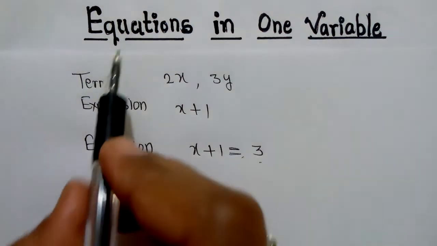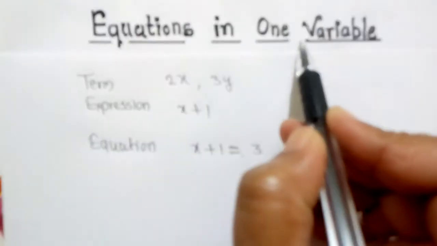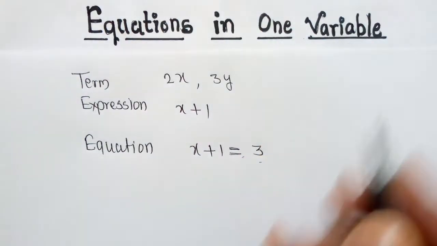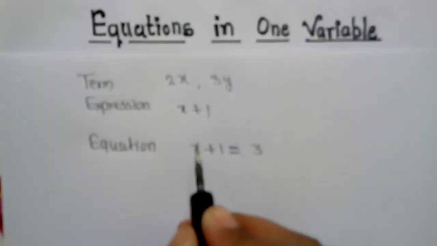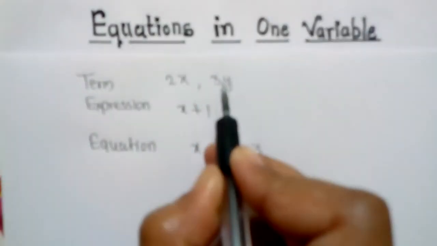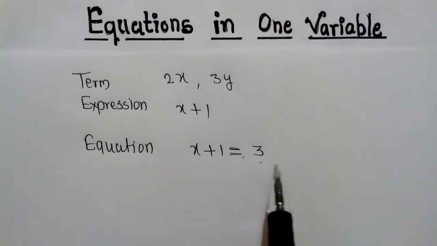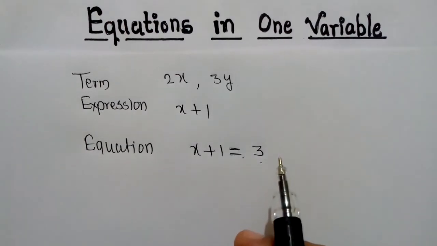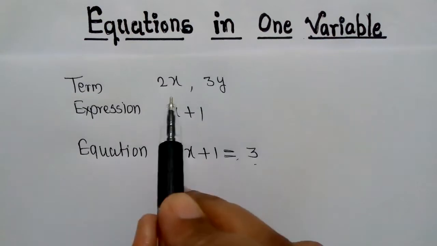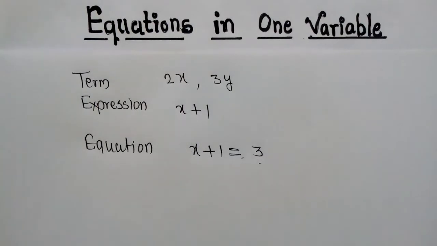Now what is the topic's name? Equations in one variable. So what is a variable? Here x is a variable, here y is a variable. So in this equation only one variable is there. So whatever alphabet we are taking in an expression or equation, that is the variable.